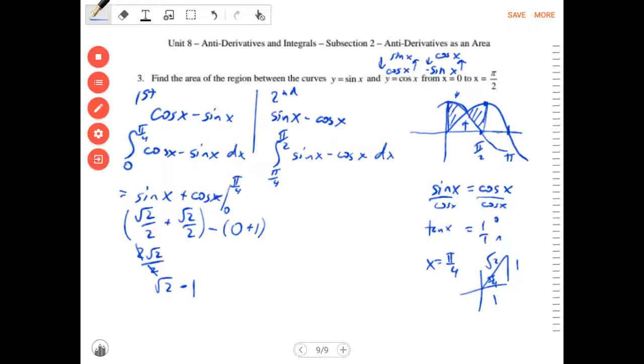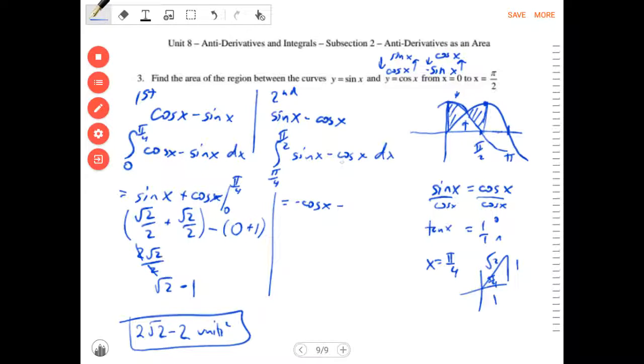Now, again, we could just multiply this by 2, and we'll get 2 root 2 minus 2. That's going to be our final area, units squared, because we know those two regions are symmetrical. But again, it's the example, so I do want to figure it out. We take the integral of sine, so sine x would be negative cos x, and then minus the derivative of cos, which is sine x, from pi over 4 up to pi over 2.